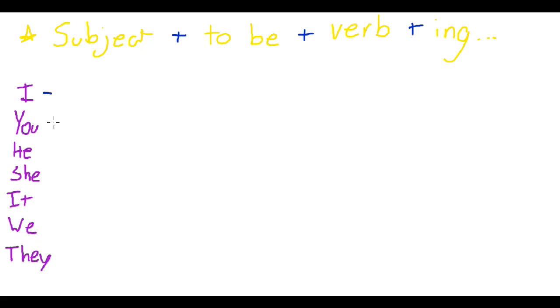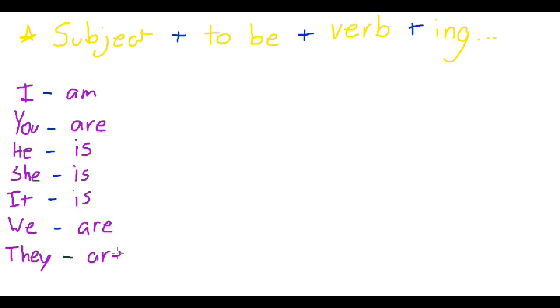Okay, but what about the verb to be? Okay, so if you remember the verb to be, we have I what? Well, I am. Okay, I am. You are. He is. She is. And it is. We are, and they are. Okay, so we just follow those. I am, you are, he, she, it is, we are, and they are. So that's the verb to be.